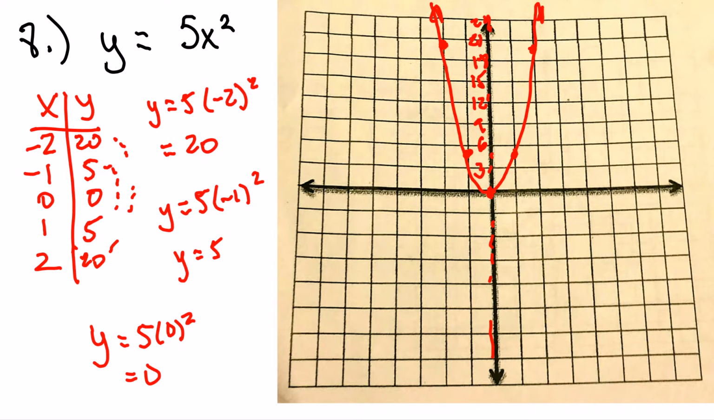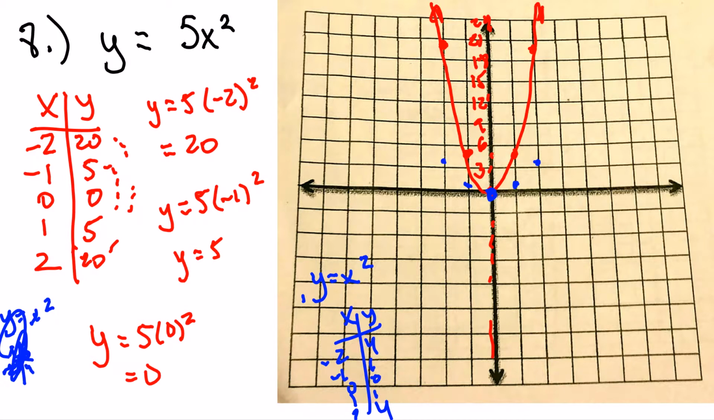So the parent function is y equals x squared. I'm just going to use that to compare. Remember the xy chart from earlier: negative 2, 4, negative 1, 1, 0, 0, 1, 1, 2, 4. So I'm just going to put that in. It's not really there. It's just for comparison purposes. So I go right 1 up 1, right 2 up 4, left 1 up 1, left 2 up 4. It's just to compare, and I put a dotted line here because it's not really there.